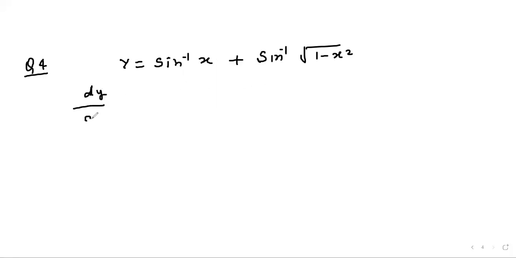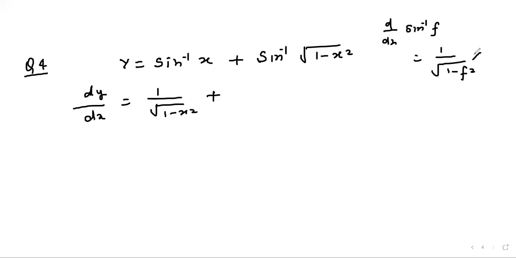Question number 4. We are given y equal to sine inverse x plus sine inverse root of 1 minus x square. We have to find out dy by dx. So dy by dx equal to 1 upon root of 1 minus x square plus, same rule we apply here, d upon dx of sine inverse f becomes 1 upon root of 1 minus f square into d upon dx of f. This f is a function.